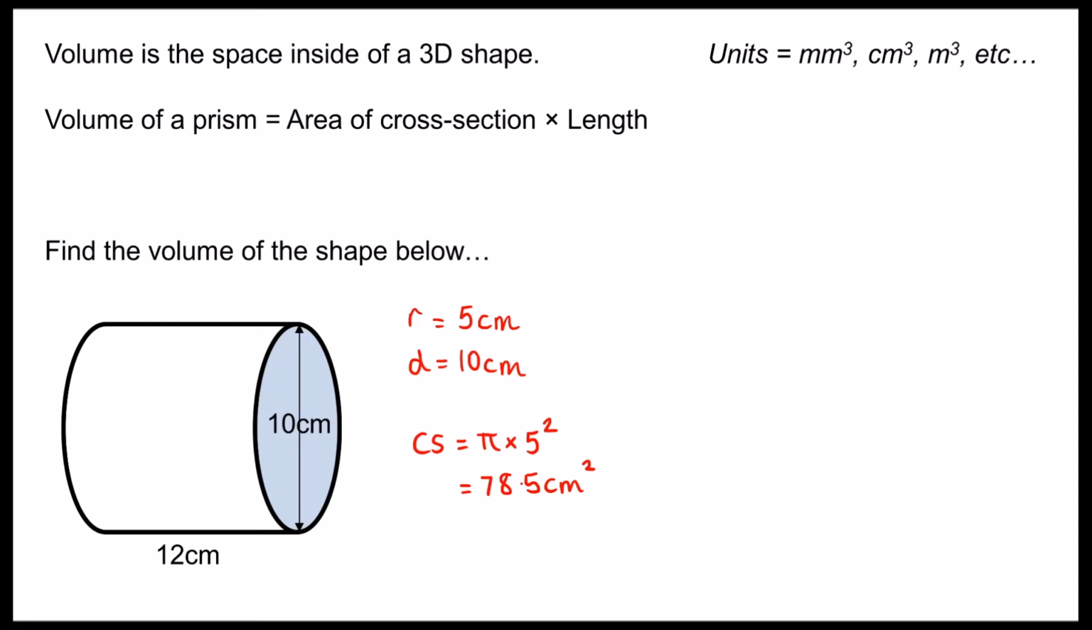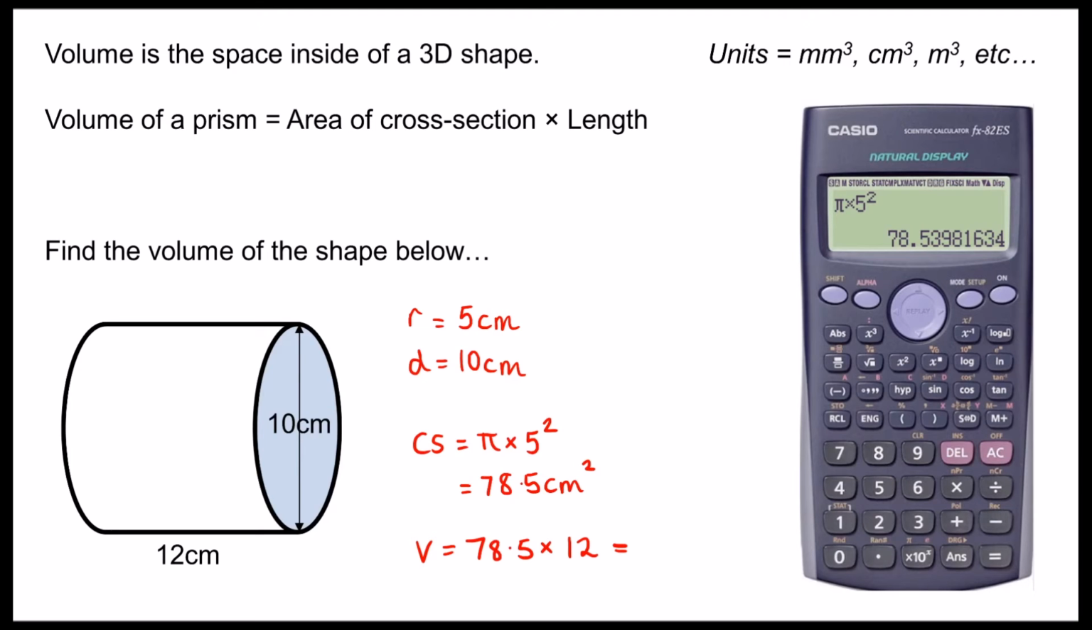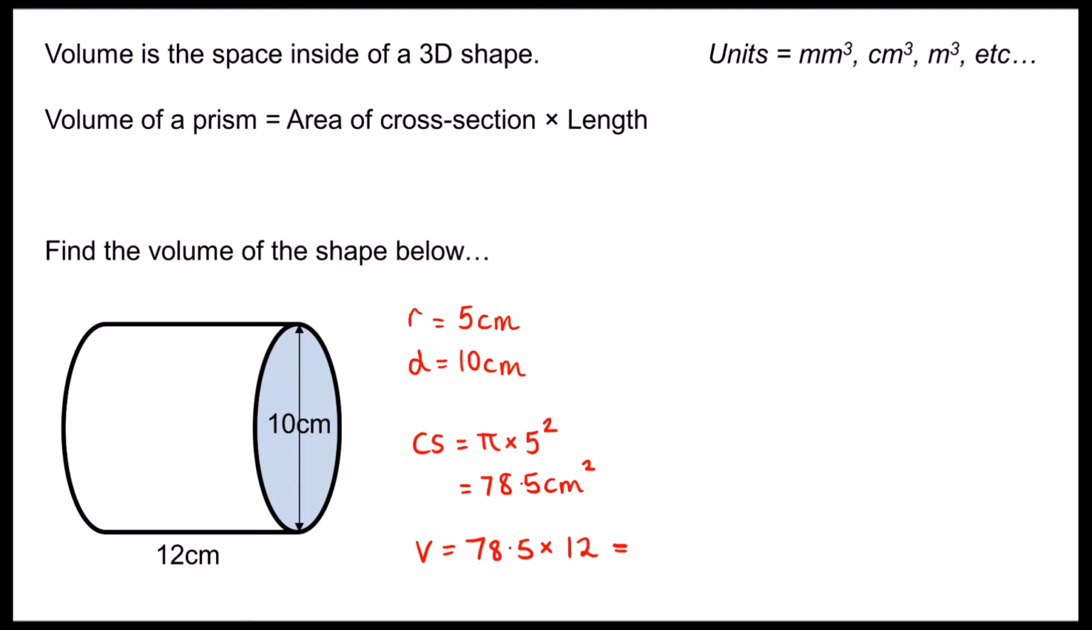From here I can say that my volume is going to be equal to the cross section, 78.5, times by the length of my cylinder, which is 12. Again, I can use my calculator to work this out. To make sure I don't lose any accuracy, I'm going to use this answer that's in my calculator instead of my rounded one. I'm going to times this by 12, convert to a decimal, and that gives me an answer of 942.5 to 1 decimal place. That means my volume is 942.5 centimeters cubed.